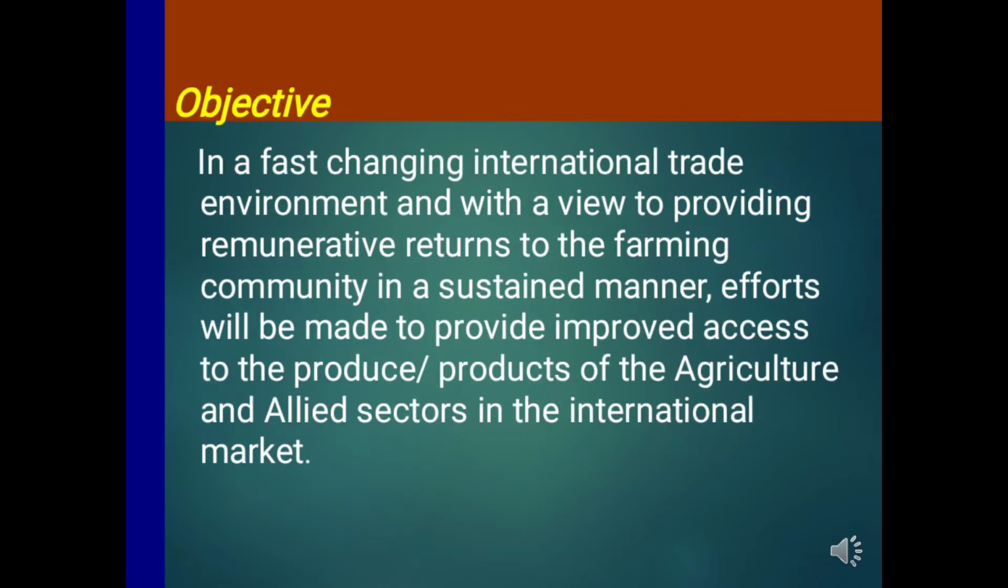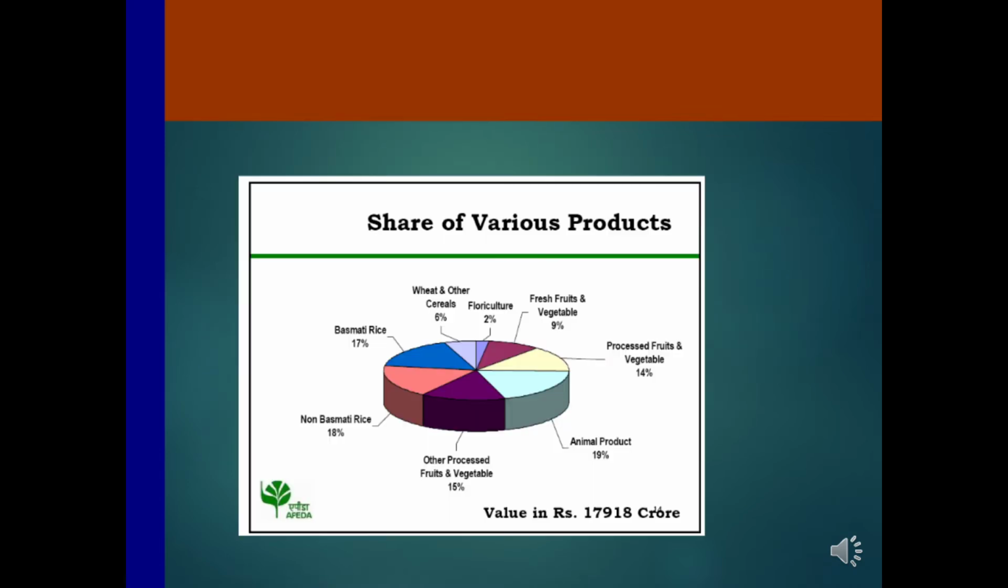Next we see about the objective of Agri Export Zone. In a fast changing international trade environment, and with a view to provide returns to the farming community and to provide improved access to the products of the agriculture and allied sectors in the international market. Next we see about the shares of various products. The highest share is in animal products at 90% and the lowest share is floriculture, at 2%.